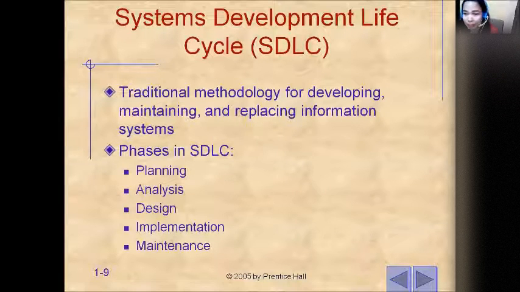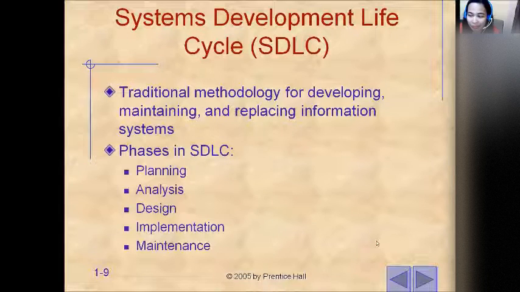So system development life cycle. If you are familiar with the waterfall, prototyping, agile methodology, the V model, those models were developed based on SDLC, or the System Development Life Cycle. The basic phases of the SDLC are planning, analysis, design, implementation, and maintenance.